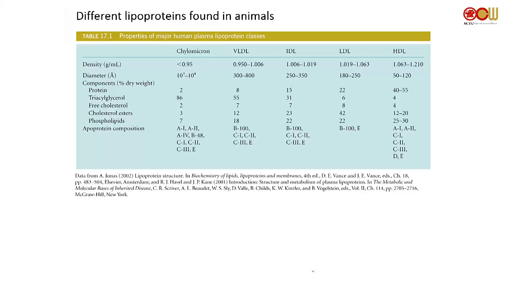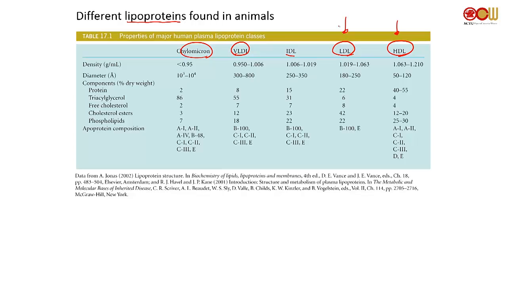Alright, so this is a table of some of the common lipoproteins found in animals, from your book. What you notice is that you have the chylomicrons, which are the primary lipoprotein. Then you have VLDL, IDL, which stands for intermediate, and then LDL and HDL. HDL is the good cholesterol, you know, when you go to the hospital you'll see that's the good cholesterol. And then you have LDL, the bad cholesterol.